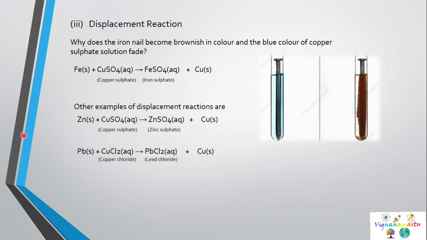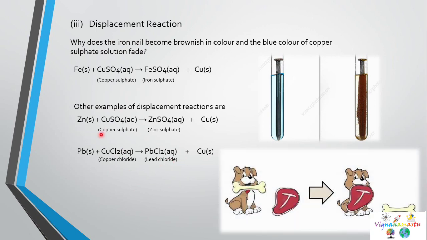Other examples of displacement reaction are zinc replaces copper in copper sulfate, and you get zinc sulfate and copper, and also lead replaces copper in copper chloride, and you get lead chloride and copper. So why does this actually happen? You can consider an example.